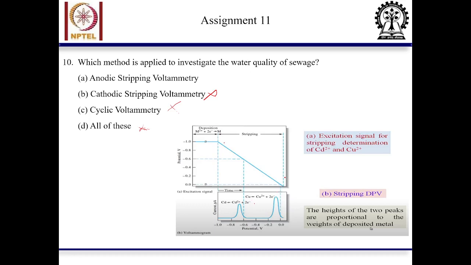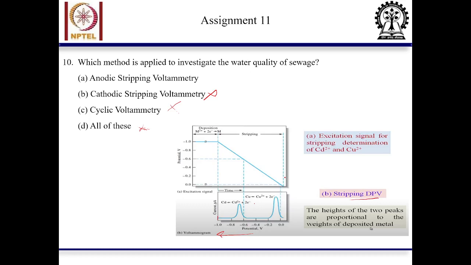First we give some potential which is enough to deposit both. Suppose we give minus 1 volt. At minus 1 volt, copper and cadmium both will deposit. Now we do the stripping, so we record either CV or DPP. If we record CV, it will be stripping CV. If we record DPP, it will be stripping DPP.